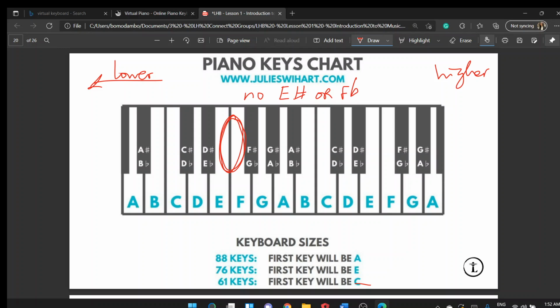Remember I told you to make note of these two pairs, okay? These two pairs. So between B and C, there's no B sharp or C flat, okay? So you have to remember this. There are no black keys between E and F. There are no black keys between B and C. So there are no sharps for B or flats for C or flats for F, anything of that sort. You have to remember that.